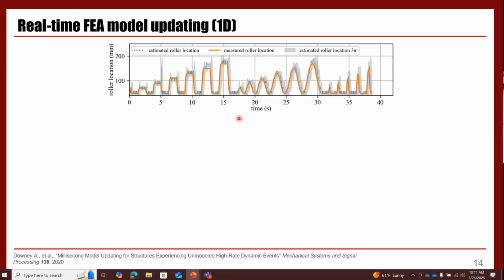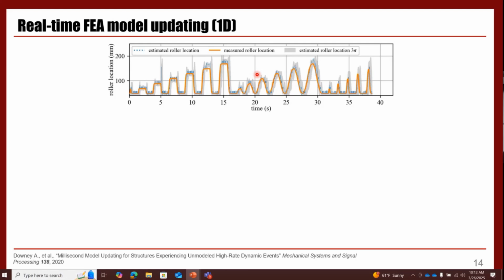All right, so here is a prior FEA model updating result that was done before I started this work. The orange line is the state of the system, the state of the roller position on the drop bed test bed that was used for this work. And the blue is the tracked state of the system. So we can see that we have a very close correlation between the original system and the tracked result.